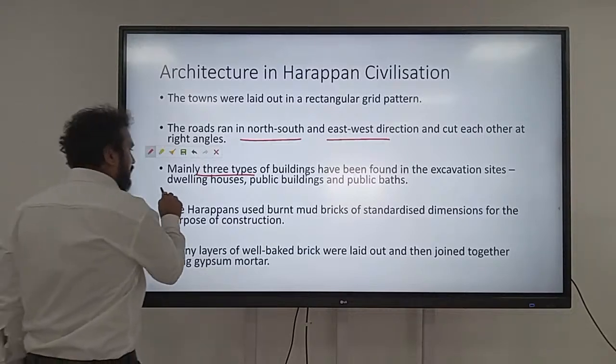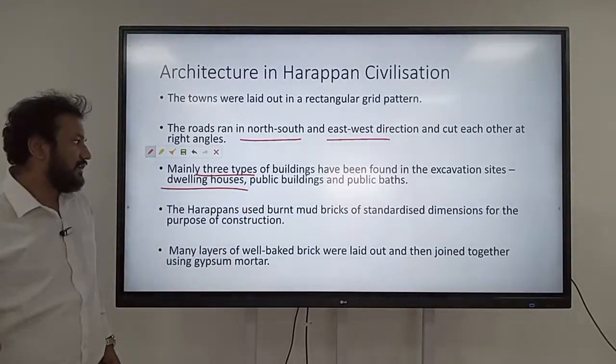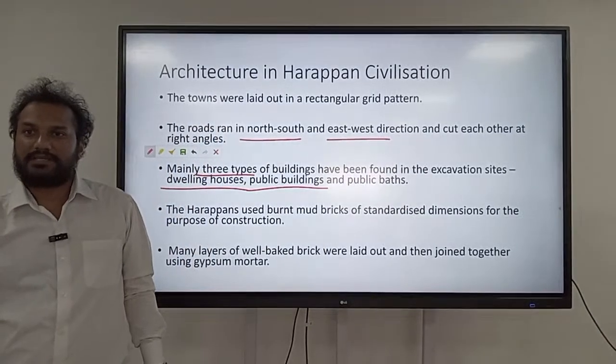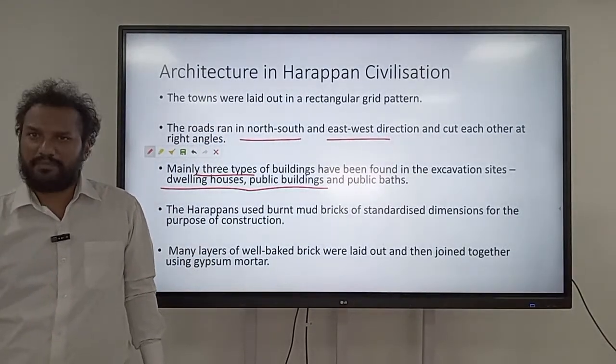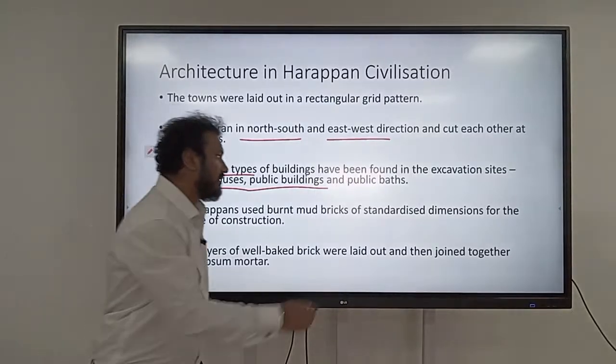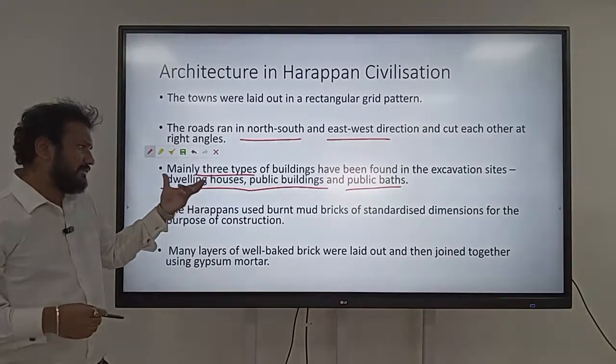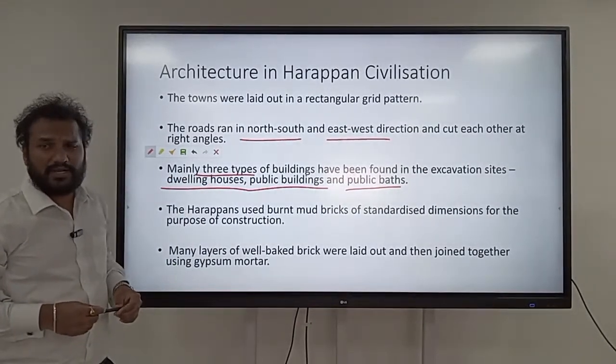What are those? Dwelling houses where people used to live. Then we have public buildings, which were for administrative purposes. And we have public baths. So these are the three types of buildings which were found during the excavation of Harappan civilization.